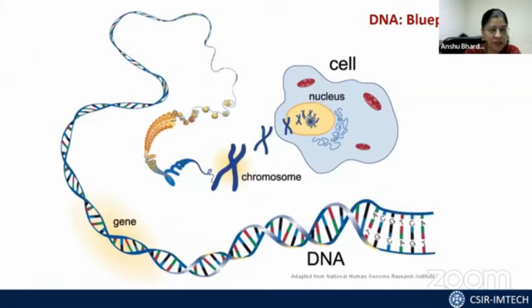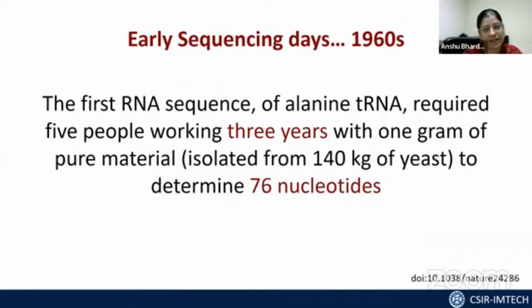As we all know, DNA is the blueprint of life. And one of the first objectives was to learn to read this DNA, right? Until we read what is in the blueprint, we cannot make sense of it. So in the early sequencing days in the 1960s, the first RNA sequence, of alanine tRNA, was sequenced. It took 5 people 3 years to determine just 76 nucleotides. This is how we started sequencing. We were not sequencing genomes in the beginning. We were trying to standardize the technology to understand how you read this.